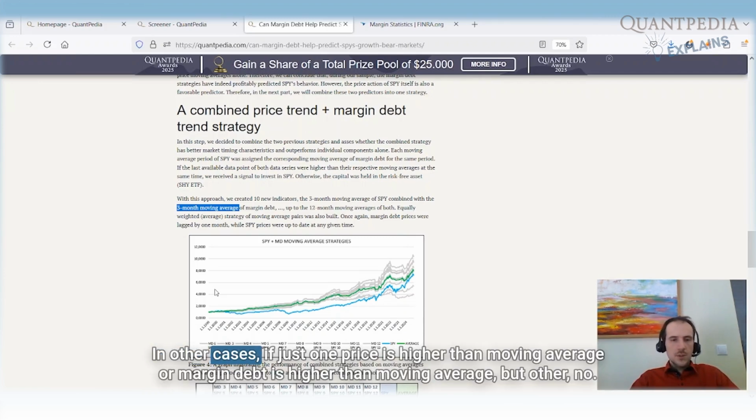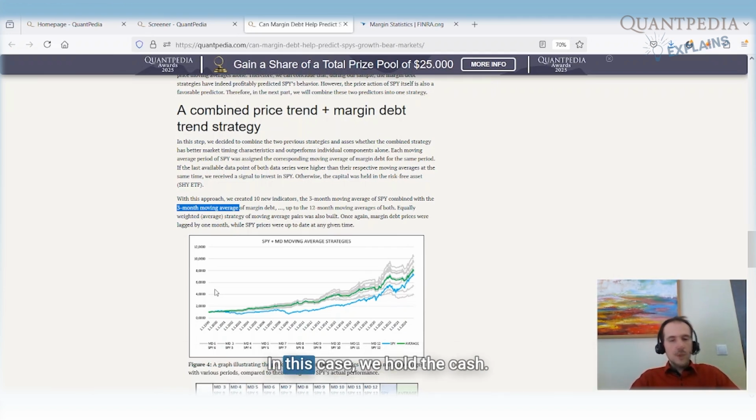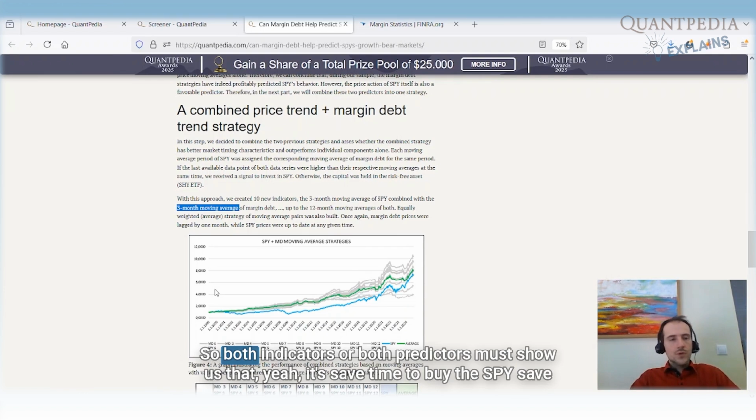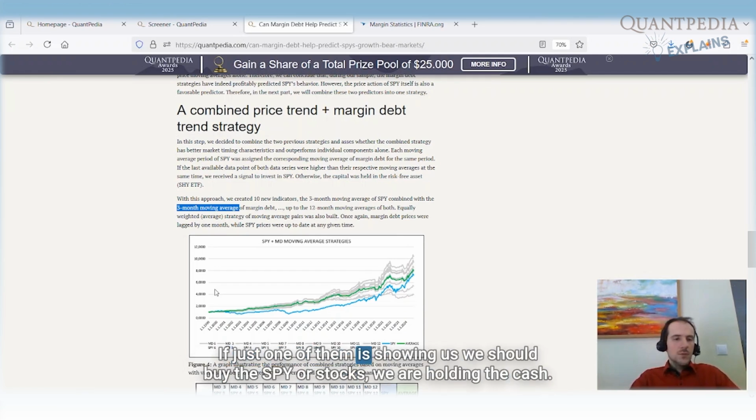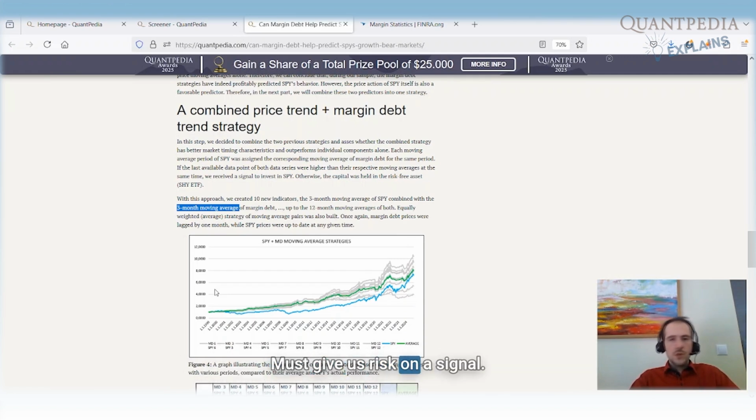In other cases, if just one, price is higher than its moving average or margin debt is higher than its moving average, but not the other, in this case we hold the cash. So both indicators or both predictors must show us that it's a safe time to buy the SPI, a safe time to buy the stocks, and then we buy the stocks. If just one of them is showing us we should buy, we are holding the cash. So both of them must give us a risk-on signal.